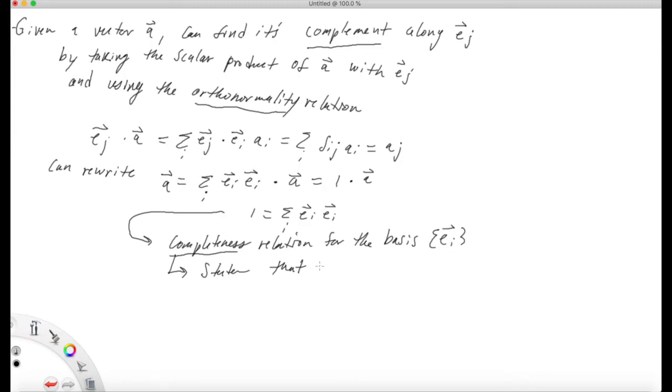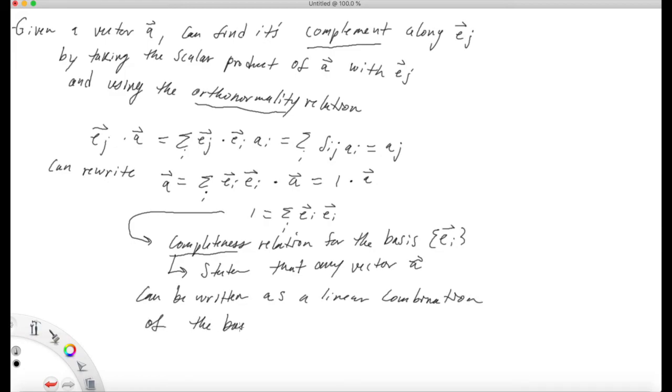That's something we're going to use later, and it ties into the completeness relation for the basis e_i. It states that any vector A can be written as a linear combination of the basis vectors e_i. We already said that at the beginning, so this is just us stating it formally.